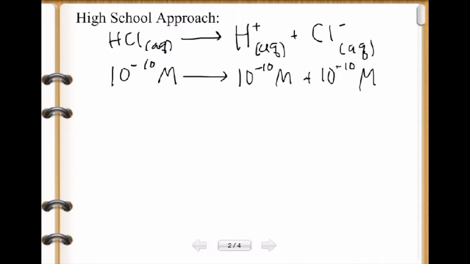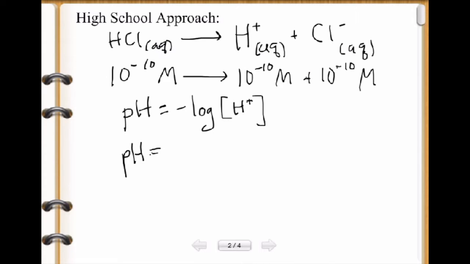Now, remember the question's asking for pH. So a high school student would now say, all right, well, I remember pH is equal to negative log of the H plus concentration, right? And you'd be right. That's exactly right. And now, if you plug it into the formula, you would get pH is equal to negative log of 10 to the negative 10. And if you plugged this into your calculator, you'd get that pH is equal to 10.